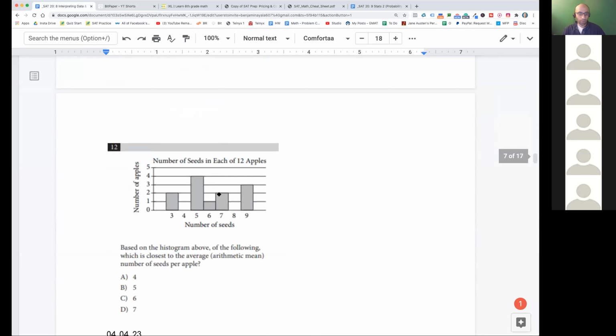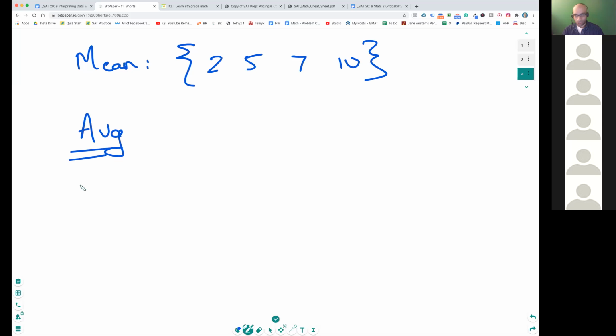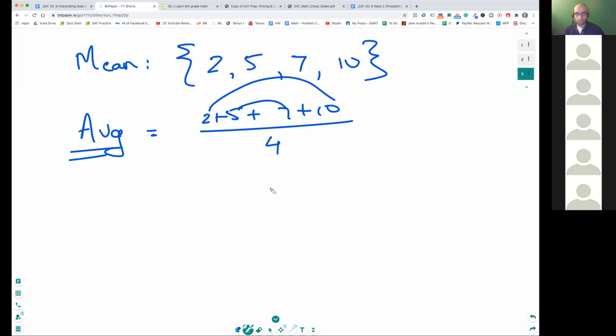Let's move on to the next important piece of today's session: mean, median, and range. Mean is easy. Let's say you've got 4 numbers: 2, 5, 7, and 10. The mean is just the average. You take 2, 5, 7, and 10 and divide by how many numbers you've got. There are 4 of them, 1, 2, 3, 4. You can add them whichever way you want. This is 12 and this is 12, so you get 24 divided by 4, which is 6.